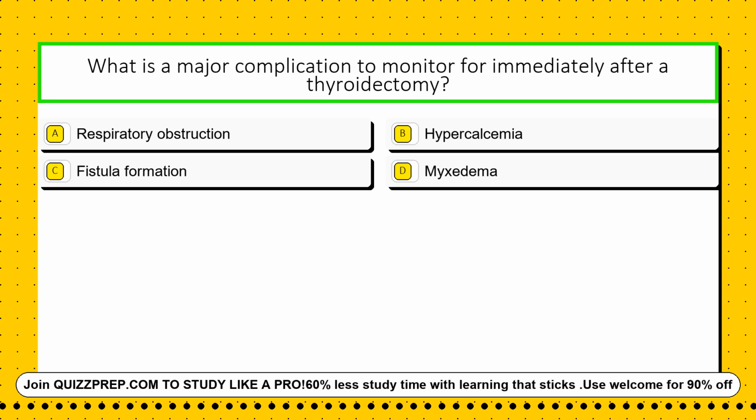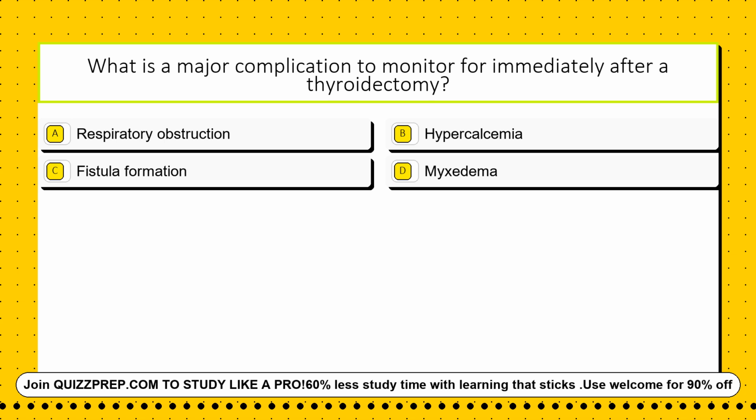Question 48. What is a major complication to monitor for immediately after a thyroidectomy? Option A. Respiratory obstruction. Option B. Hypercalcemia. Option C. Fistula formation. Option D. Myxedema.